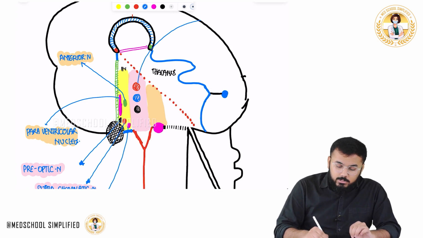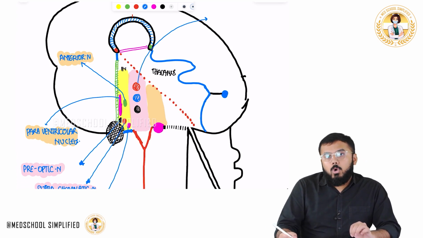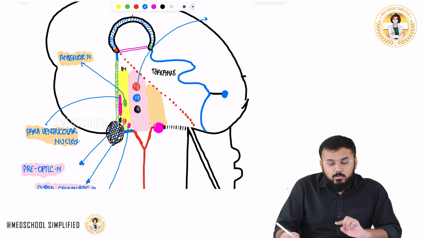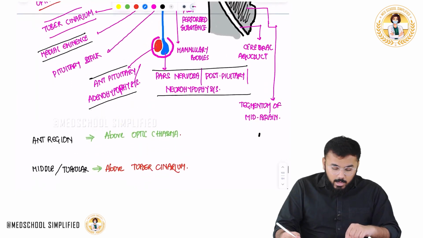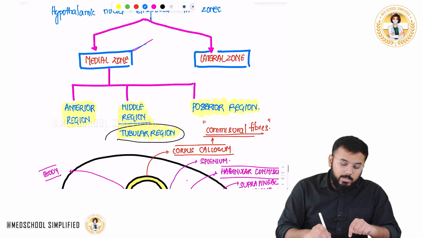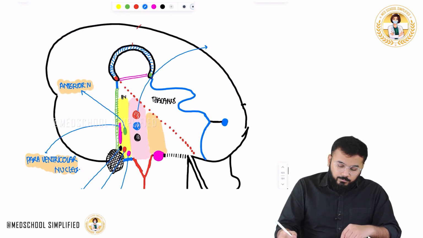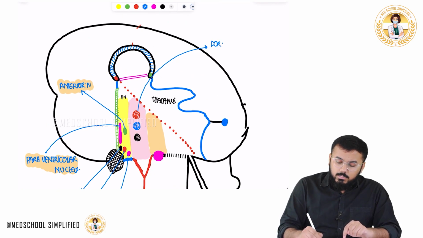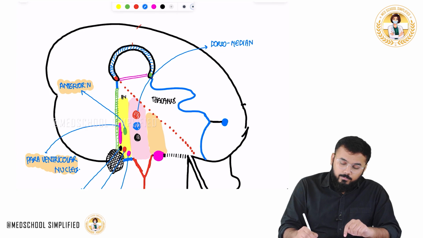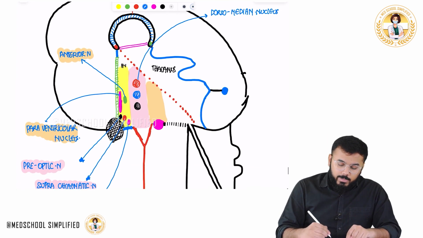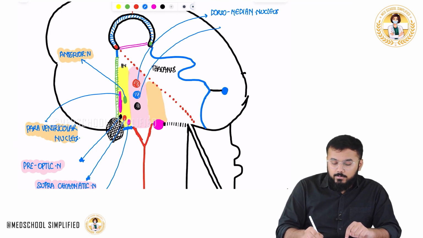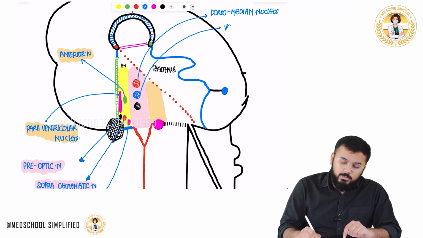What are these three important nuclei? This nucleus which you can see here is called as dorsomedian nucleus. Why are you calling it as median? Because these nuclei which we are discussing are regarding what? The medial zone. So this is called as a dorsomedian nucleus. After the dorsomedian nucleus, the next nucleus over here which you have is ventromedian nucleus.